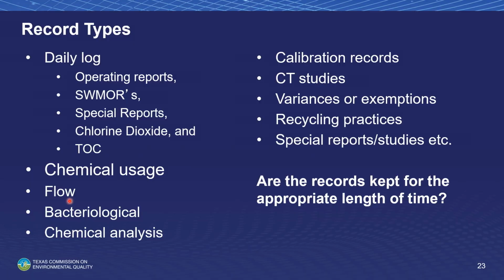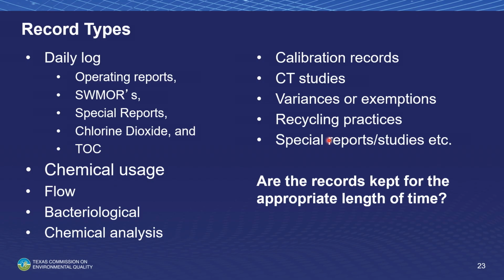Daily logs. I want to focus on the daily logs used for process control and reporting to TCEQ. Those daily logs are important. Chemical usage, I think, is an important flow. Bacteriological results, not so much for process control, but that's a regulatory requirement. Chemical analyses are regulatory requirements. Calibration records are really good. CT studies you need to have, variances, exemptions, all of those other items on the right-hand side, those are regulatory requirements. You don't use those much for process control.